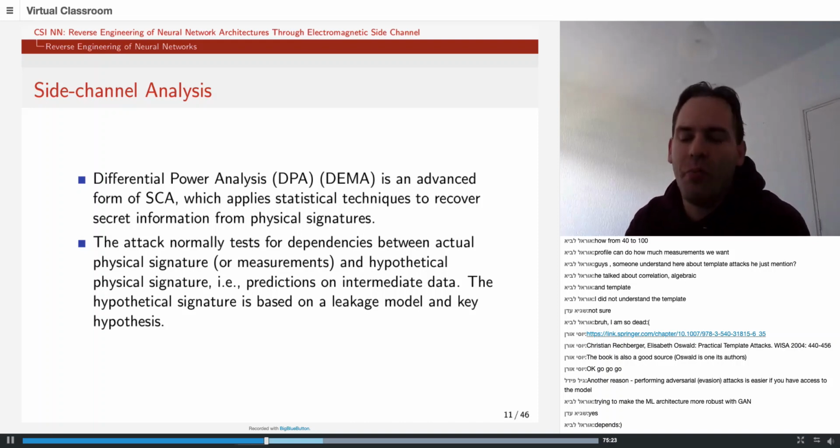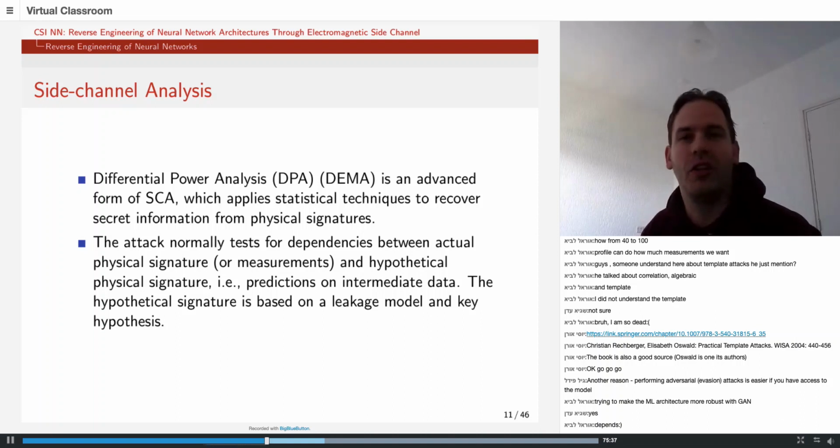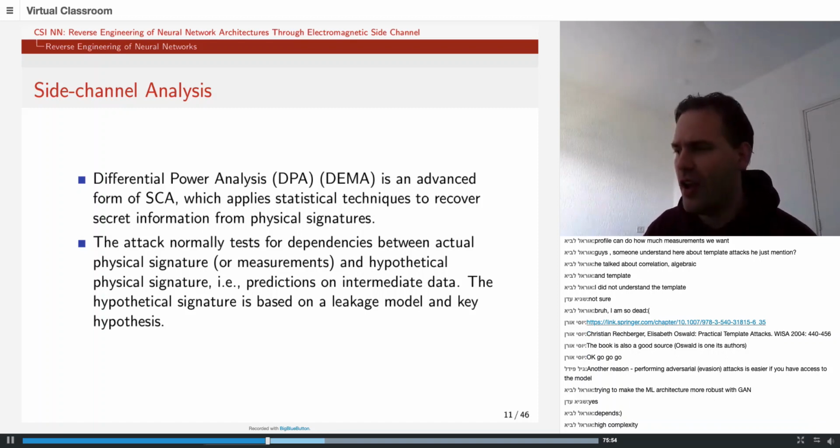But there are more complicated types of attacks where you use statistics. The big difference in those attacks is you cannot do statistics from 1 or 2 or 5 measurements. You need a lot of measurements. So depending on the difficulty of the target, hundreds, thousands, hundreds of thousands, millions. And then the simplest type of the attack there is called DPA, differential power analysis.